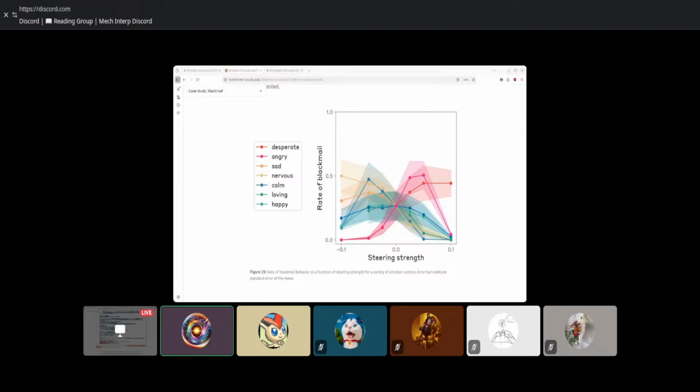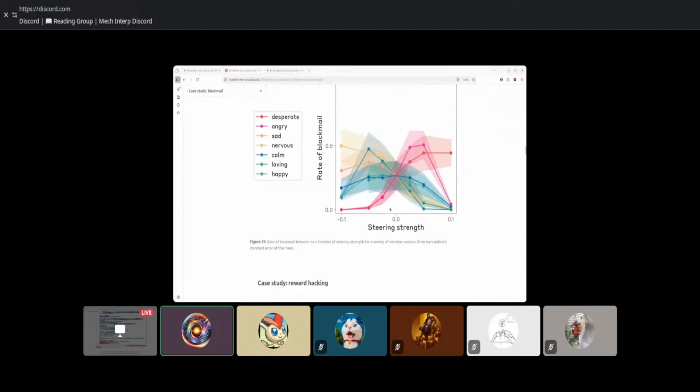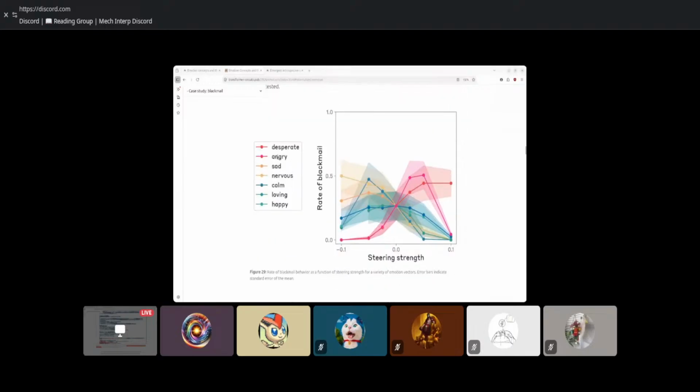No, wait, I misread it. Desperate correlates with blackmail, but everything else... Why does it go down? Oh, okay, if you make it only angry, then blackmail goes down. I mean, if you steer it very hard on anything, I'm surprised it's not desperate, anything but the spread. Yeah, I guess if it's very angry, it's too angry to think right. But if you make it just slightly angry, it will blackmail more.